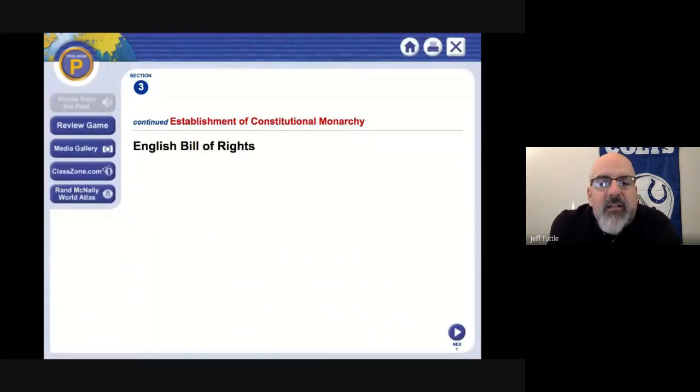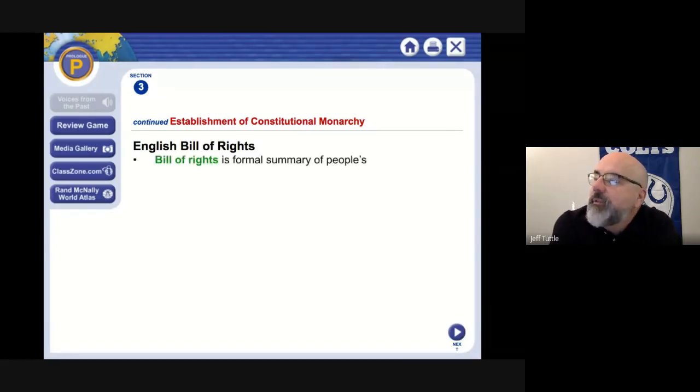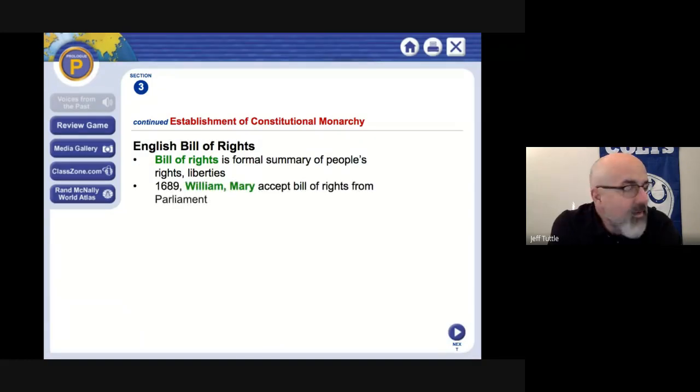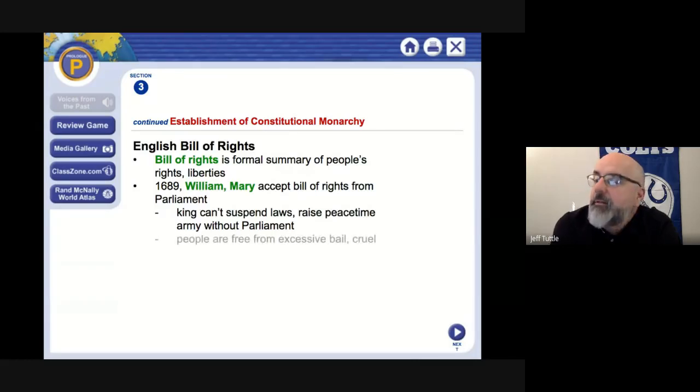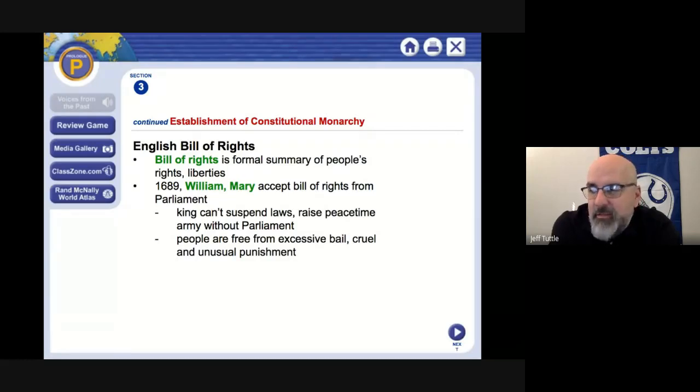Parliament presents the English Bill of Rights to William and Mary, and they sign it into law. All right? And basically, it's a formal list of all that stuff we've been talking about since the Magna Carta. All right? And they accept the Bill of Rights from Parliament, and it says these things we've been talking about. The laws are the laws. The king can't suspend them. The king cannot have his own private army. Due process, okay, no excessive bail, no cruel and unusual punishment, all right?